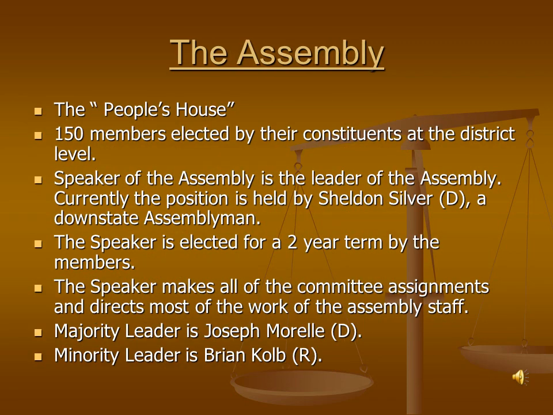The Assembly, or the People's House. The Assembly consists of 150 members, also elected by their constituents at the district level. The Speaker of the Assembly is the leader of the Assembly. Currently the position is held by Sheldon Silver, a Democrat, a downstate assemblyman. The Speaker is elected for a 2-year term by the members. The Speaker makes all of the committee assignments and directs most of the work of the Assembly staff. In the Assembly, the majority leader is Joseph Morell, a Democrat, and the minority leader is Brian Kolb, a Republican.